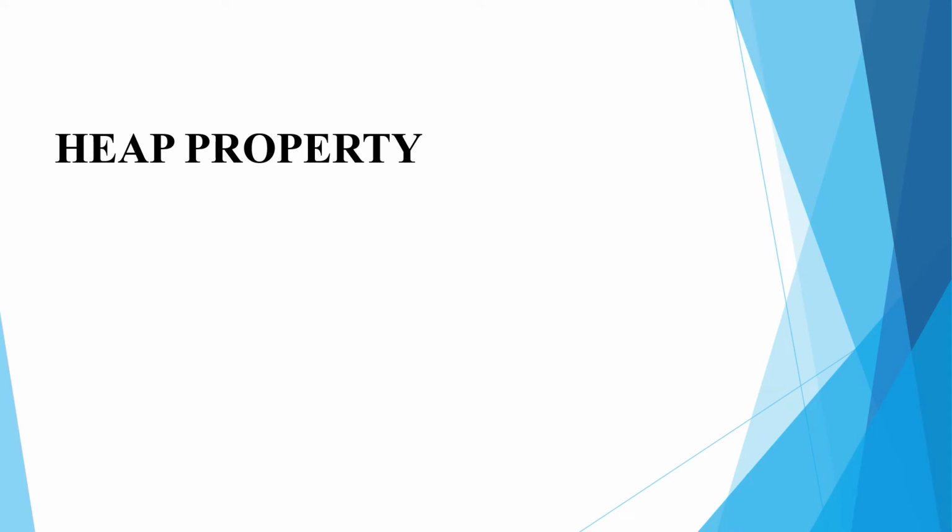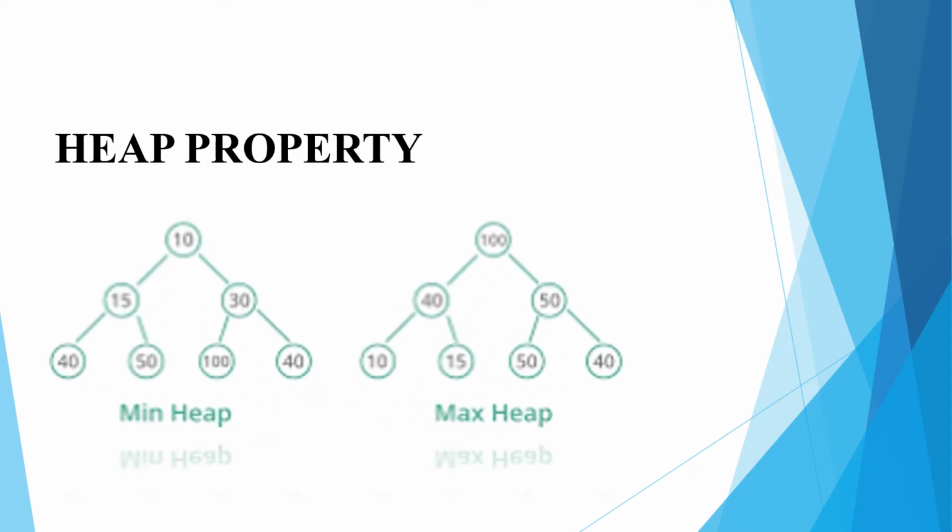Heap property. In a min heap, the first element is the smallest. So, if we want to sort a list in ascending order, we create a min heap from that list and pick the first element as it is the smallest. Then we repeat the process with the remaining elements. In a max heap, the first element is the largest. Hence, it is used when we need to sort the list in descending order.